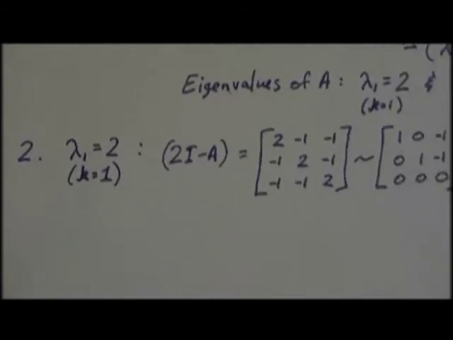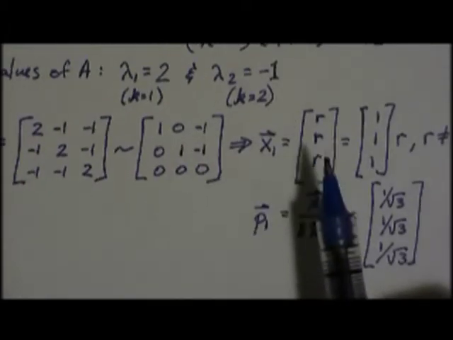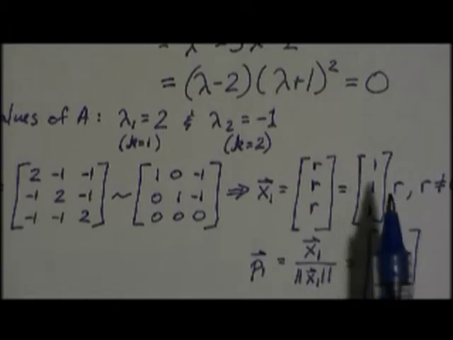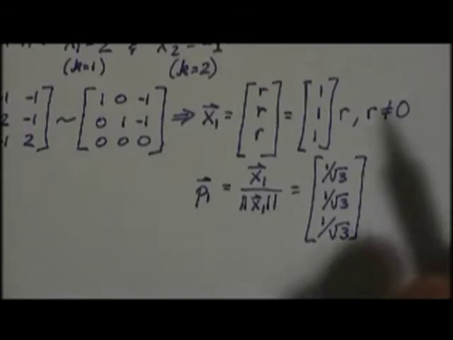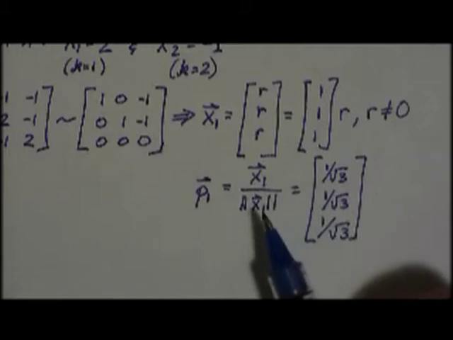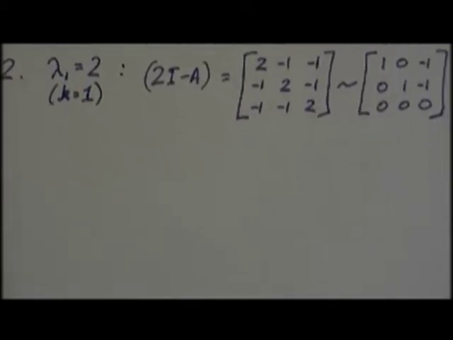So for lambda equals 2, the first eigenvalue, I did all the work. I got this eigenvector, which was 1, 1, 1 times r, where r is any non-zero number. I normalized it, so the square root of 1 plus 1 plus 1 gives me the square root of 3 as my denominator, so I just had all of these divided by root 3. Alright, so that brings us to step 3. And this is where this problem is different than the previous example.